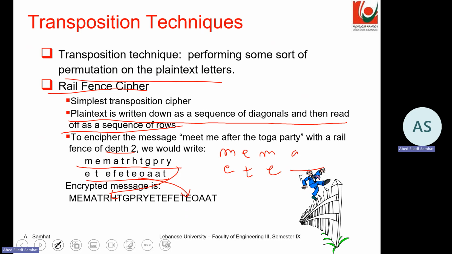And here is the encrypted message. If you want to do it with depth 3, it will be like this: meet me after and so on. So here we apply the rail fence cipher with depth equal to 3 and so on. And after that, the ciphertext will be this part followed by this part and followed by this part. So this is also an efficient mechanism.